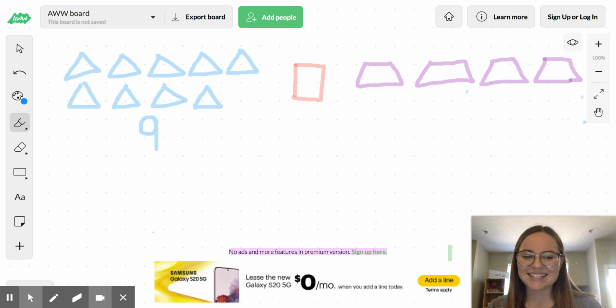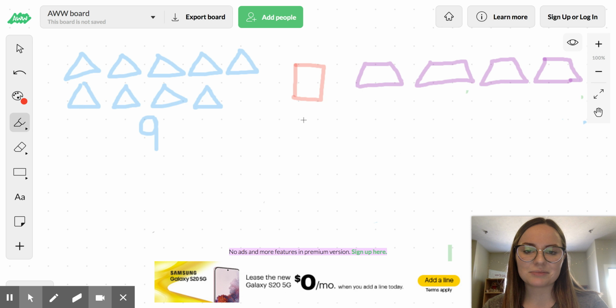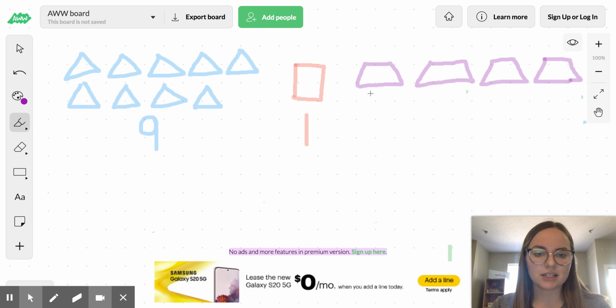Okay, now this is an easy one. I know you'll know this. How many red squares are there? Right here. You're right, there is only 1. And finally, how many purple trapezoids do you see here? 1, 2, 3, and 4. So let's write 4 here.